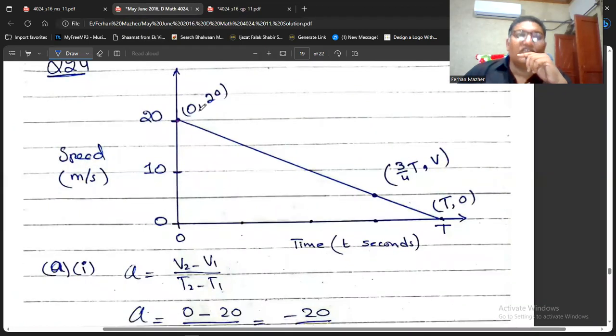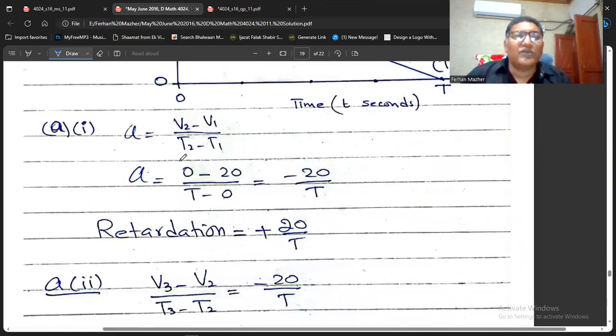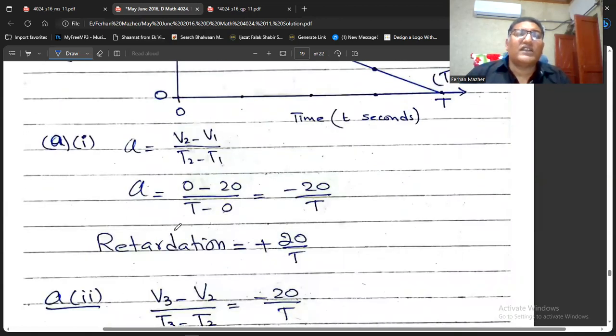Okay. So I will take 2 points on this line: this point (0, 20) and this point (t, 0), and I can find the gradient. The gradient will be (V2 minus V1) divided by (T2 minus T1). With the 2 points I've taken, (0, 20) and (t, 0), it will be (0 minus 20) divided by (t minus 0), and that will be minus 20 by t.